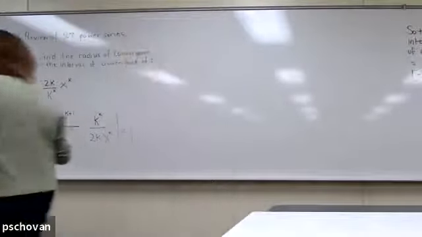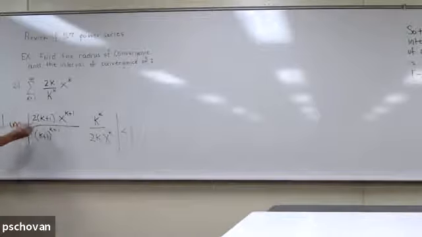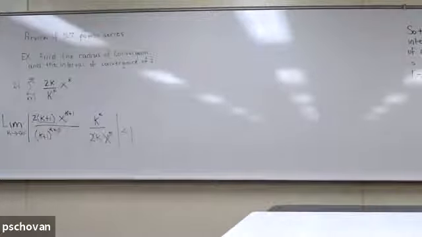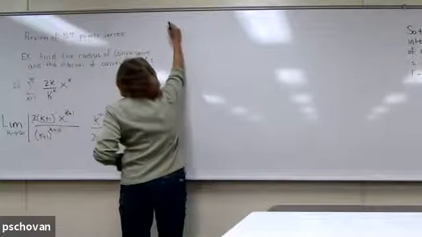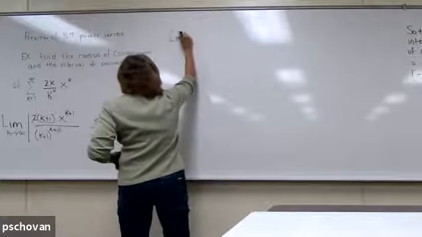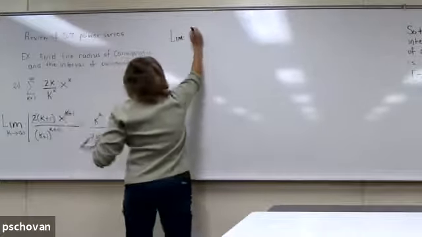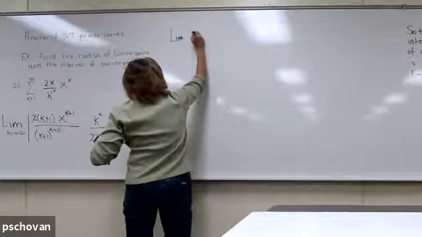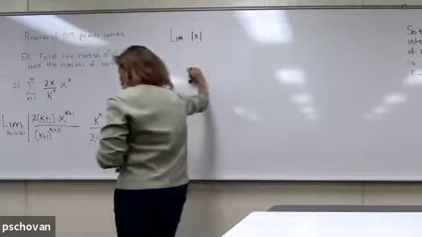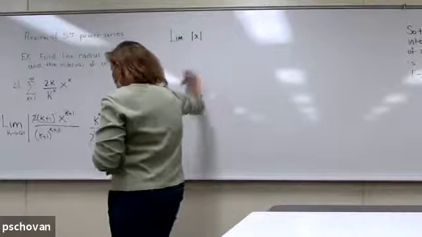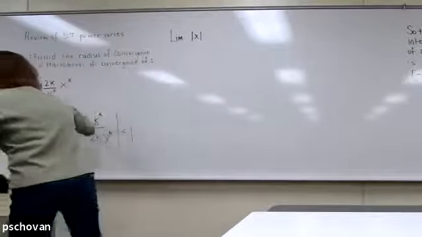We'll be able to cancel the 2. We'll be able to cancel the x to the k. And we'll be able to cancel this k plus 1 with that one. Right? So when we rewrite this, I'm going to have just an x to the first power right here. Cancel that k plus 1. Let me draw a line through it.